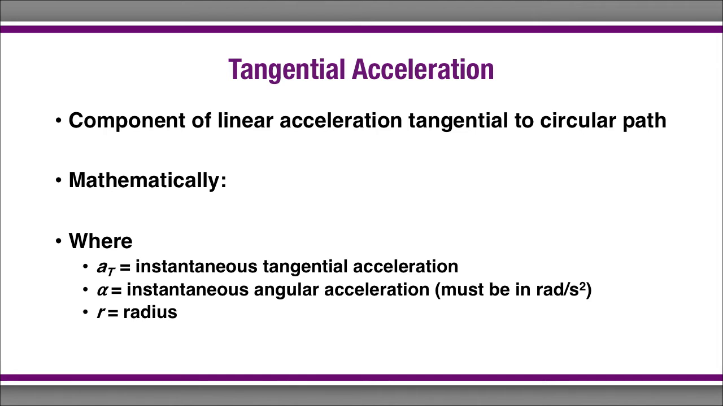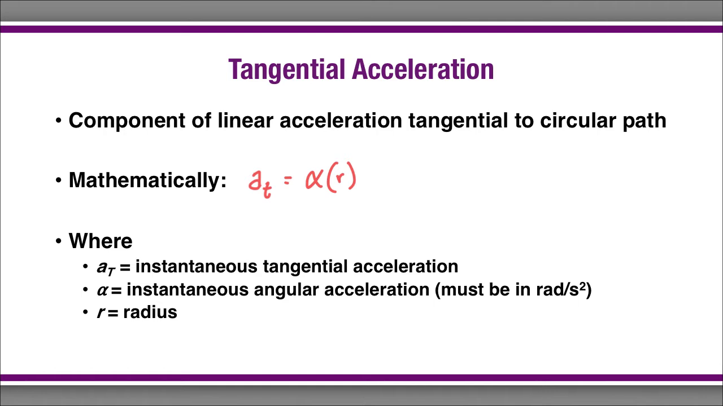Mathematically, we can define tangential acceleration as a sub t equal to alpha, or angular acceleration, times the radius. Alpha sub t is instantaneous tangential acceleration, or the tangential acceleration at one instant in one spot of that circular path. And alpha is angular acceleration that, again, is instantaneous.